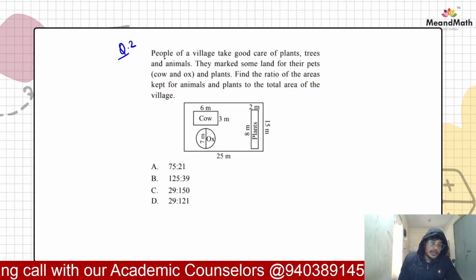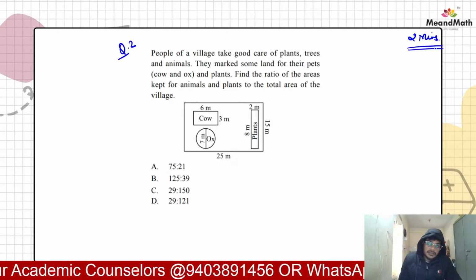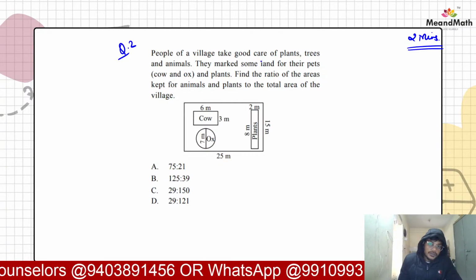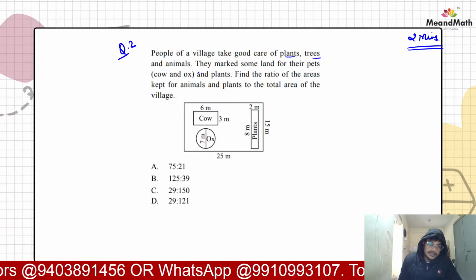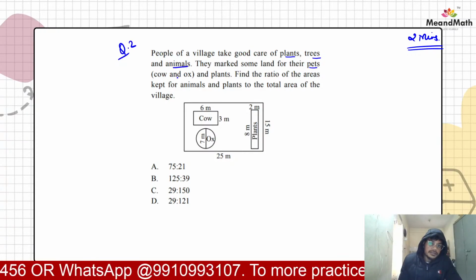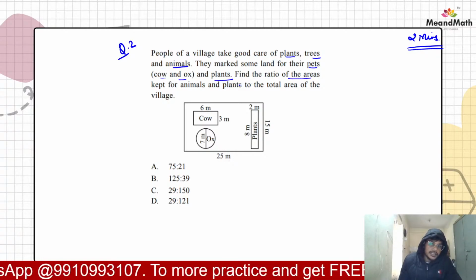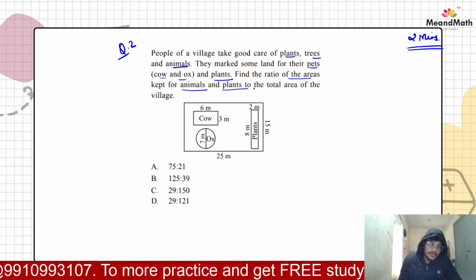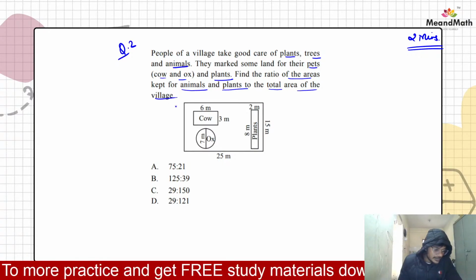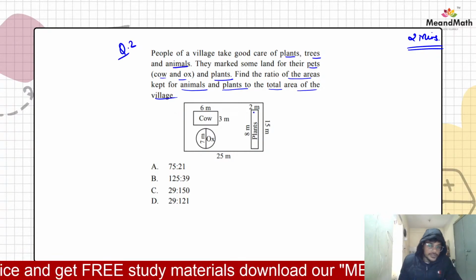Question number two. Again, I am giving you 2 minutes to solve this question. People of a village take good care of plants, trees, and animals. They mark some land for their pets, cow and ox, and plants. Find the ratio of the area kept for animals and plants to the total area of the village. All right. So, do this question.